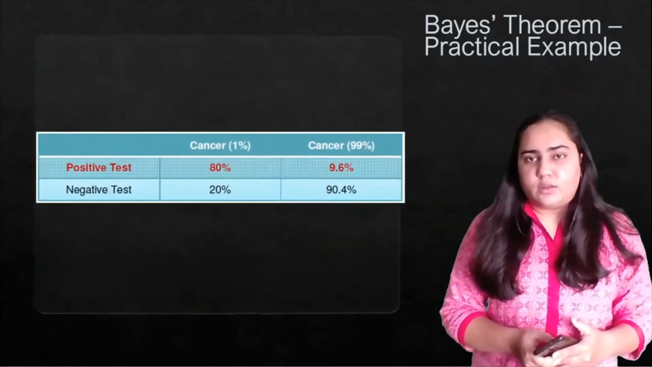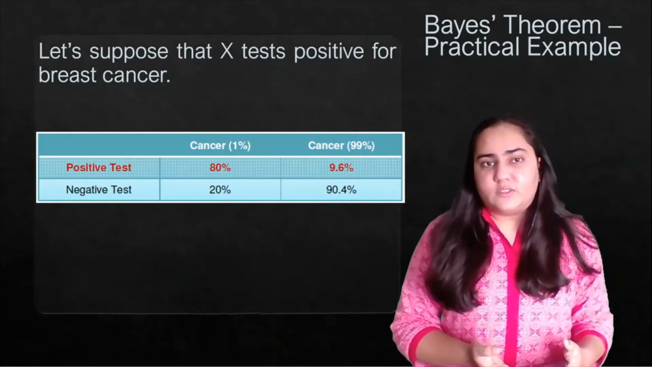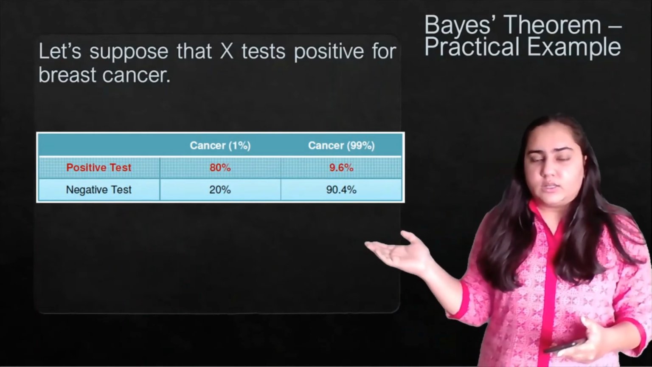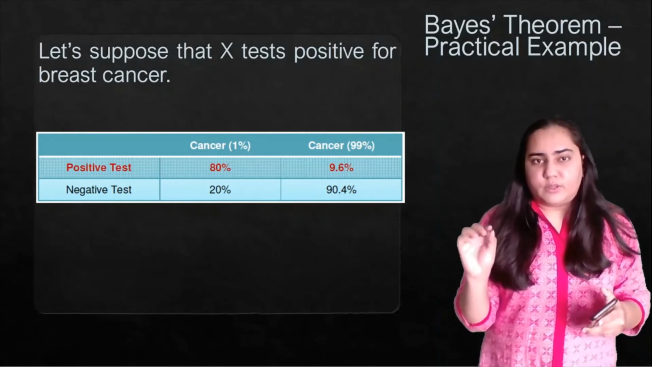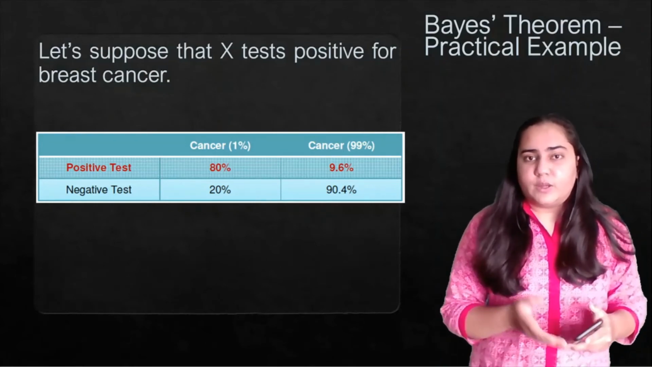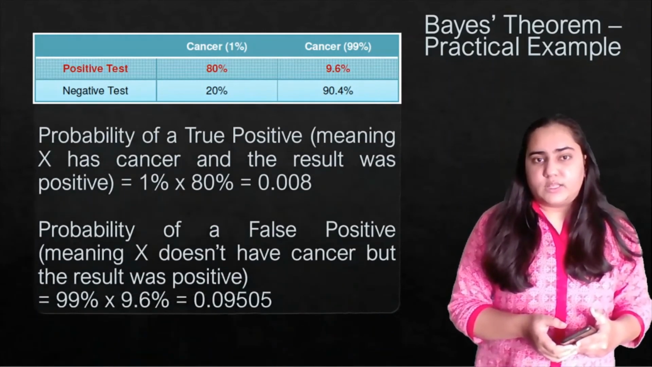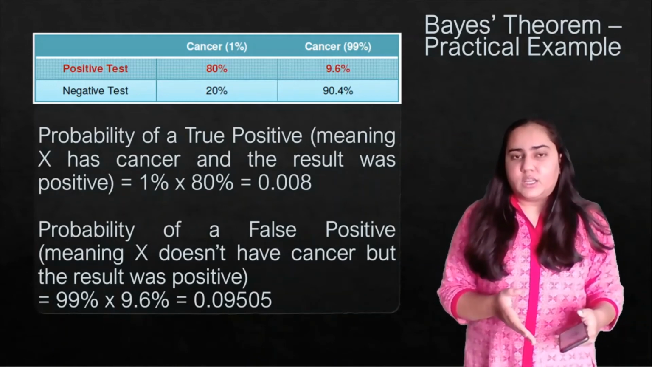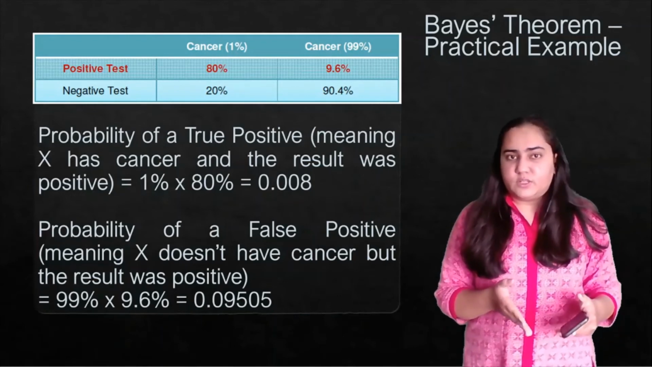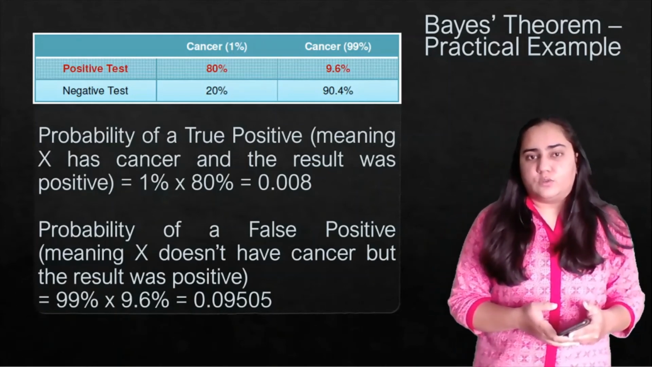Now we will see how the Bayes theorem example helps. So let us suppose that there is a person X who tests positive for breast cancer. So in this case, from the table that you have, you are going to be using the positive row, the row that shows positive test, because we are talking about a positive test. Now using that, we want to find out what is the possibility of getting cancer. So in this case, the probability of a true positive, which means X has cancer and the result also was positive, is 1% into 80%, because 1% is the possibility of anybody having cancer. So 1% into 80%, which is 0.008.